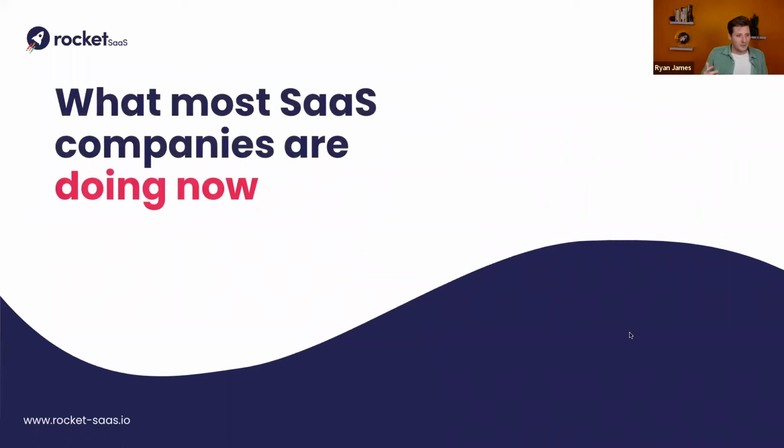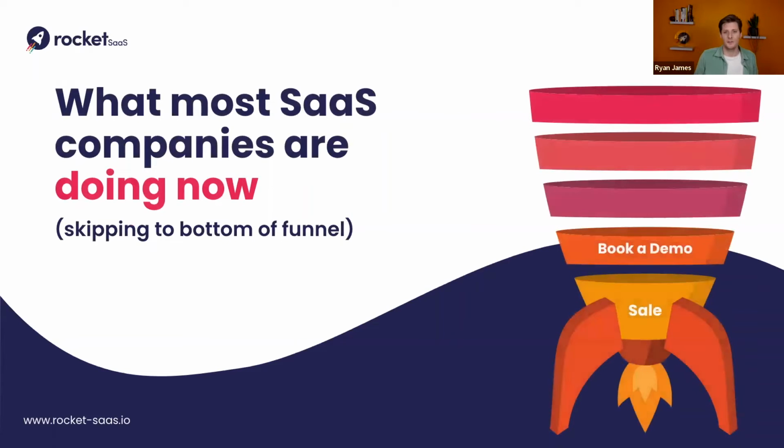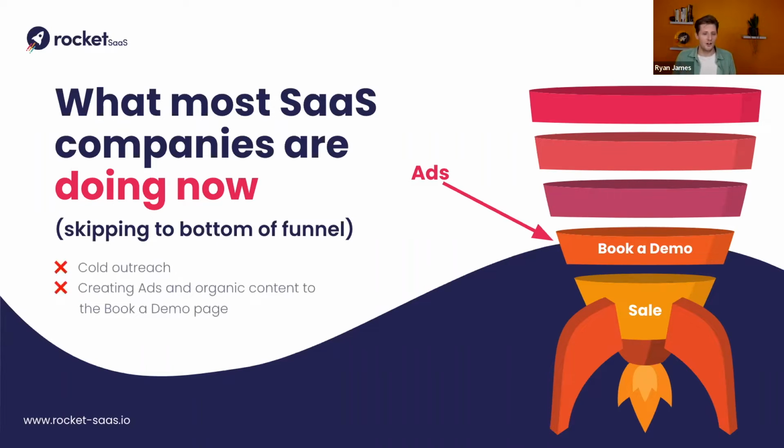So what I see the majority of SaaS companies doing now that I speak to is that they're trying to skip to the bottom of the funnel. So the funnel looks like that. The top 3 layers are empty, they don't exist. They just have book a demo, sale. And they're typically spending a lot of money on Google ads, LinkedIn ads, Facebook ads, and the ad just says book a demo or book a call with a salesperson. Or they're spending a lot of money on cold outreach, a lot of SDRs. There's a lot of organic content, just trying to get as many people as possible to book a demo.